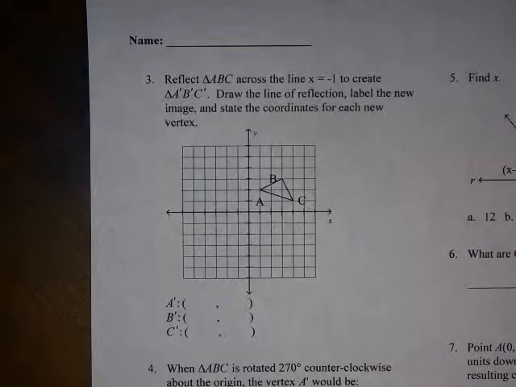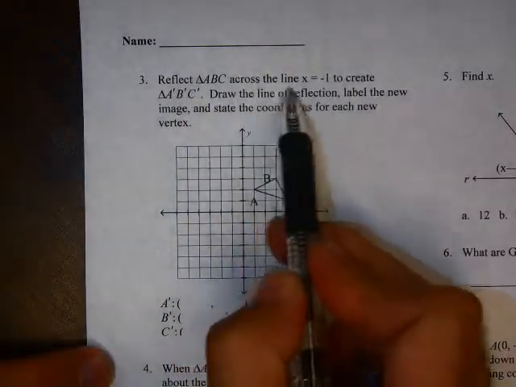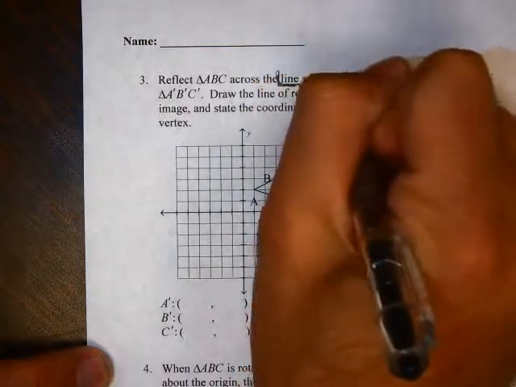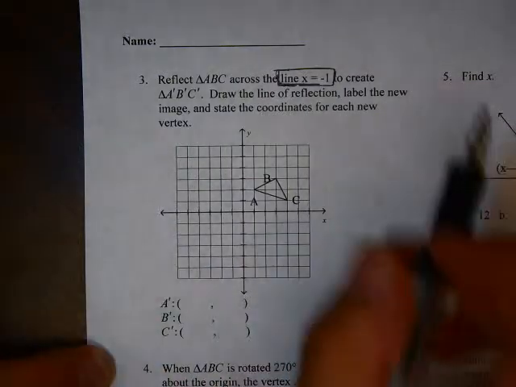Number 3 on this homework assignment for Lucerna on September 9th. We're asked to reflect triangle ABC across the line x equals -1. As soon as you see that word line, and you see that equation, that should tip you off that you have to draw something extra here before you begin the reflection.